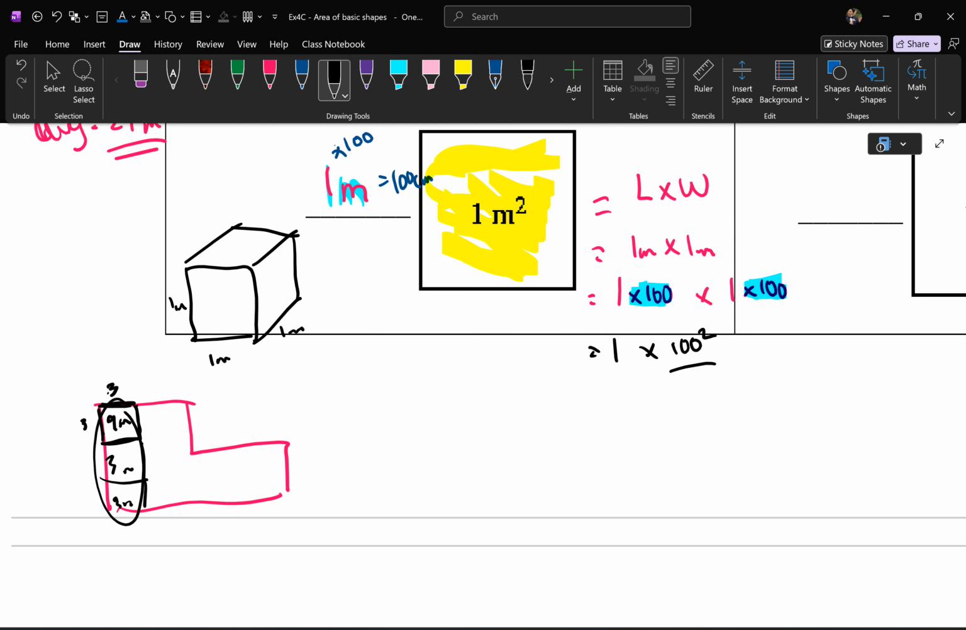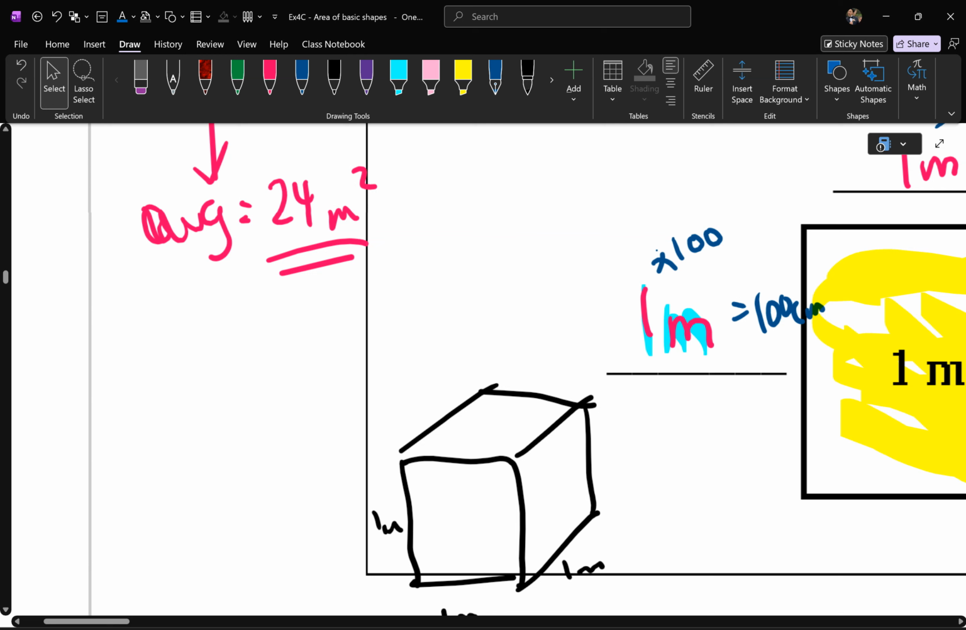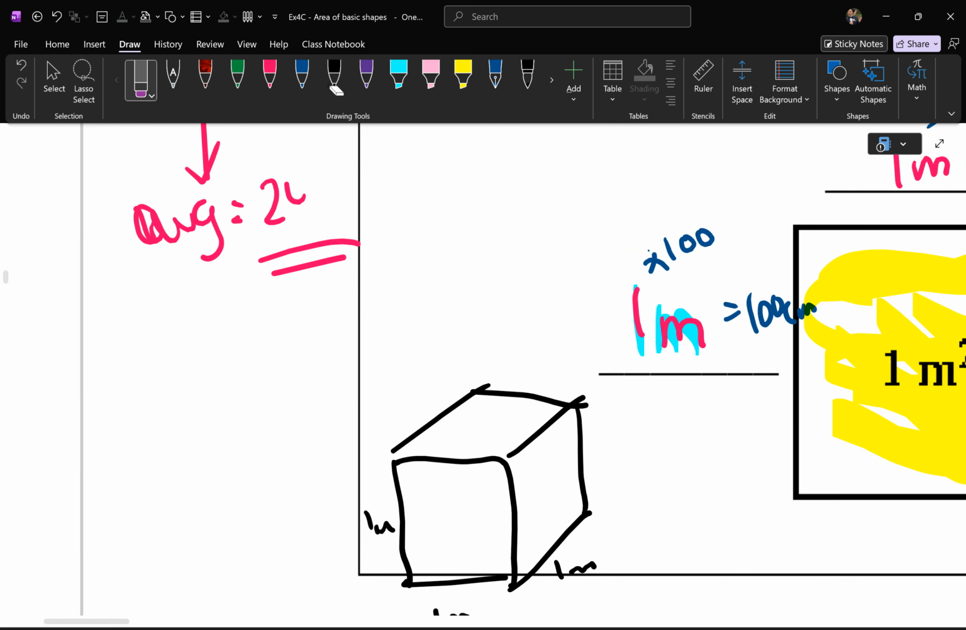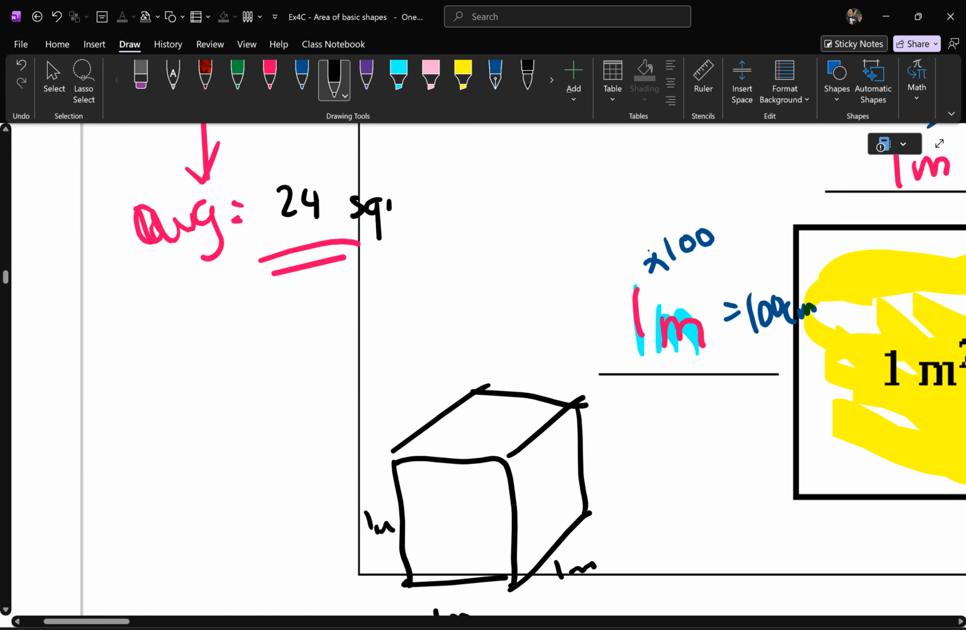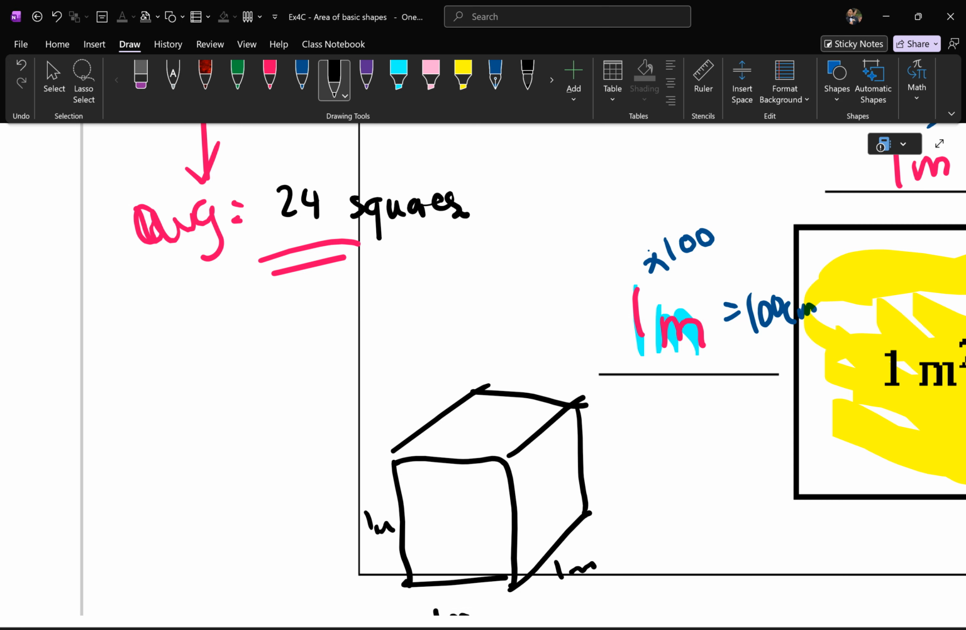But why am I talking about that? Oh, sorry. Let me fix that. What did I say? 24, is it 24 squares or 24 square meters? Oh, sorry, I got myself confused. Not 24 square meters, sorry. The average house size is 24 squares. Yes, that makes a bit more sense now.